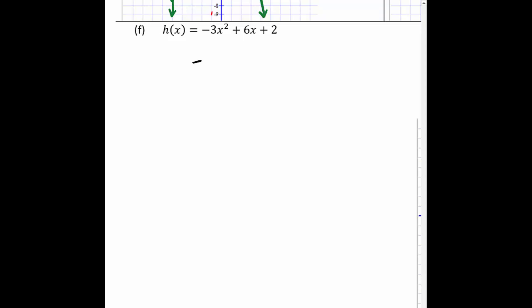I don't know, maybe. But since the coefficient of x squared is not a 1, we're going to have to factor its coefficient out. But remember, you only factor it out of the first two terms. The last guy, the constant term, is shoved off to the side.